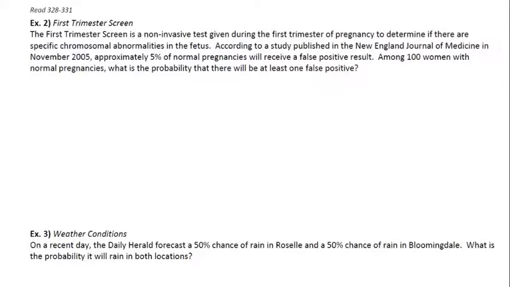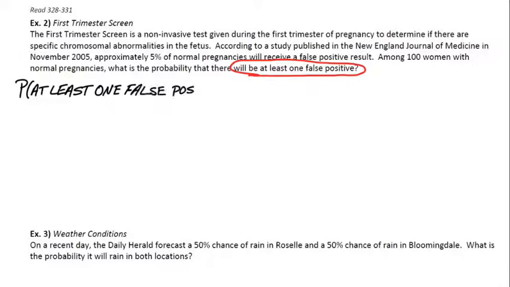All right, let's take a look at example 2, the first trimester screen. It says the first trimester screen is a non-invasive test given during the first trimester of pregnancy to determine if there are specific chromosomal abnormalities in the fetus. According to a study published in the New England Journal of Medicine in November 2005, approximately 5% of normal pregnancies will receive a false positive result. Among 100 women with normal pregnancies, what is the probability that there will be at least one false positive test? So the probability of at least one false positive.